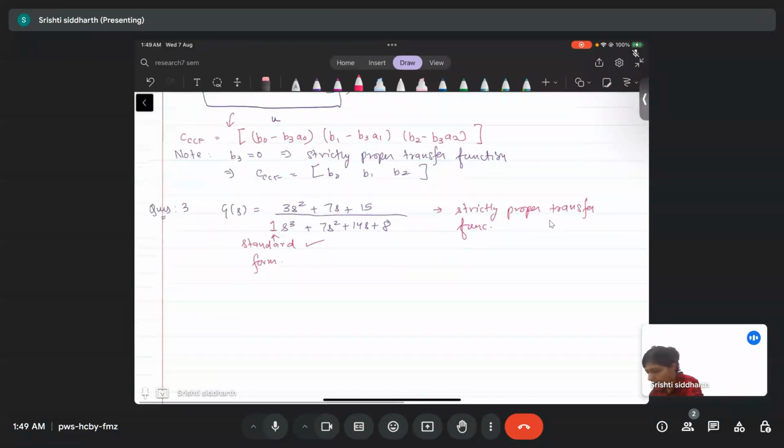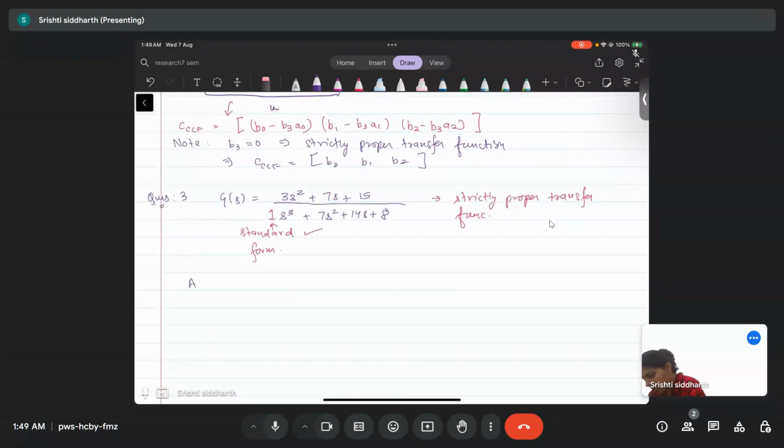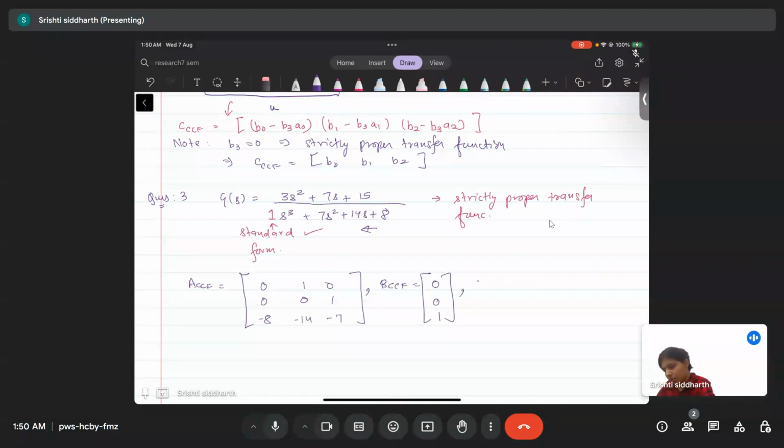So now we know what the matrices are going to be. A_CCF is, since this is a third order system, a 3 by 3 matrix: 0 1 0, 0 0 1, and then minus 8, minus 14 and minus 7, starting from here. Then B_CCF is 0, 0, 1, and since this is a strictly proper transfer function, C_CCF is going to be 15, 7 and 3, and then D_CCF is just 0. So for a strictly proper transfer function, we have a simplified C vector.